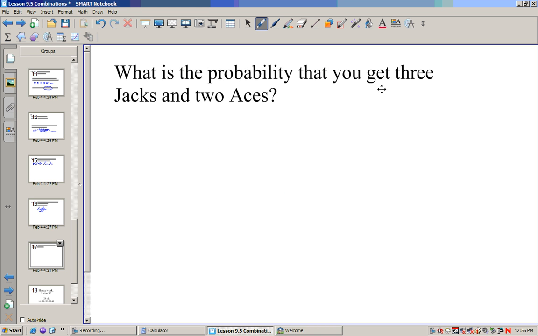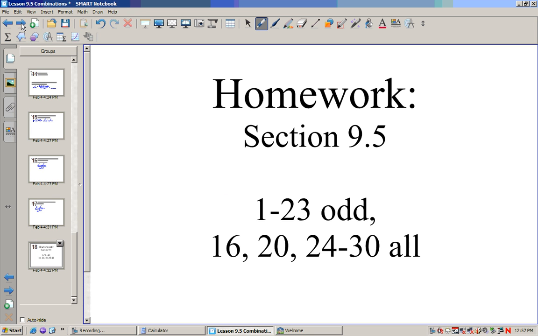Now what's the probability you get 3 jacks and 2 aces? Alright, so first we need to find the number of ways you can get jacks. So that would be 4 choose 3. Number of ways you can get 2 aces, 4 choose 2, and then divide that number by 52 choose 5. And when you do so, you'll have that probability.